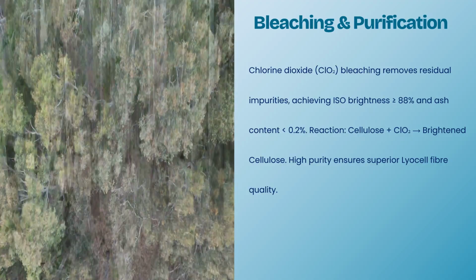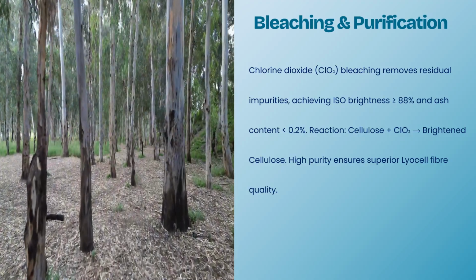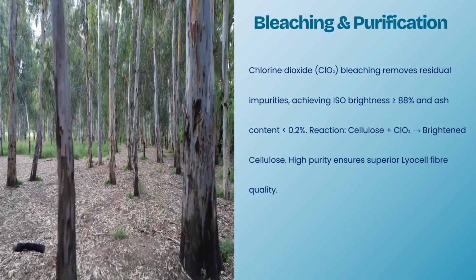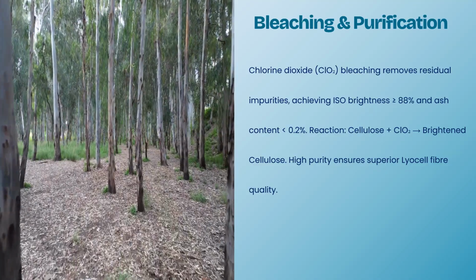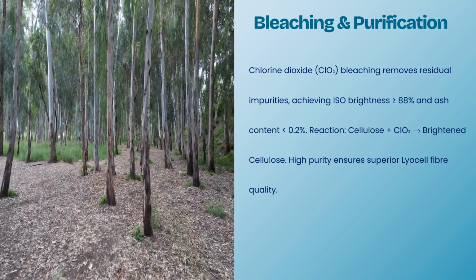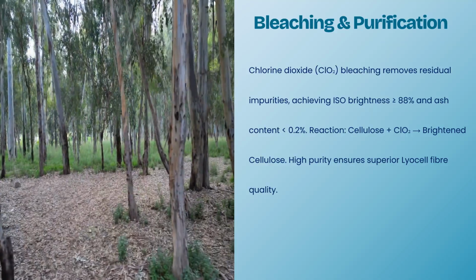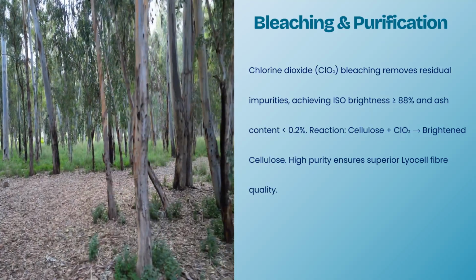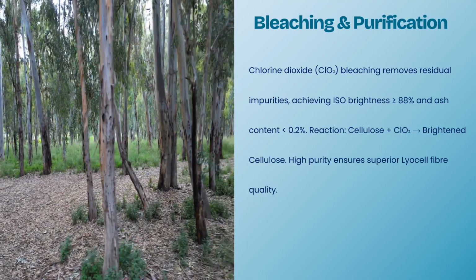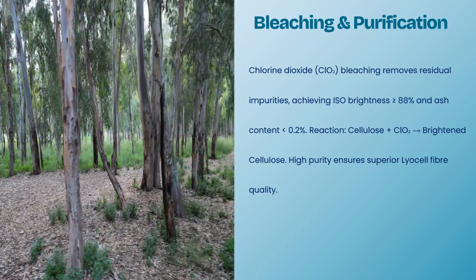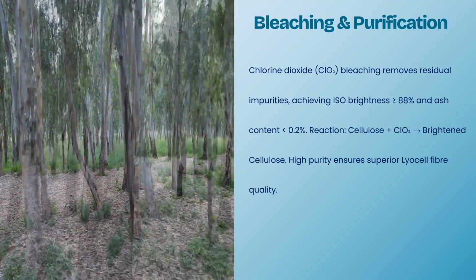After pulping, the cellulose pulp is bleached and purified. Chlorine dioxide is commonly used to remove remaining color bodies and impurities. The target is to achieve brightness above 88% and ash content below 0.2%. This high level of purity is essential because impurities can negatively affect dissolution and fiber quality in the lyocell process.